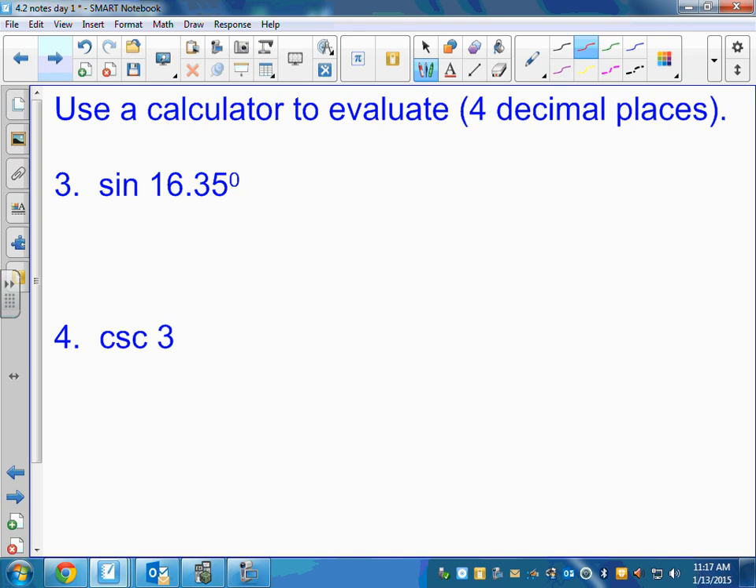If you're in degree mode, and I wanted you to evaluate the sine of 16.35 degrees, you can just type that in your calculator. In degree mode, you just hit the sine button and it puts a parenthesis and you type 16.35. You don't have to put a degree symbol because the degree mode tells it that it's in degrees. And it gives you the ratio of that as a decimal. You want to use a lot of decimals to be as exact as possible, and so we would round that to 0.2815. Did anyone not get 0.2815?